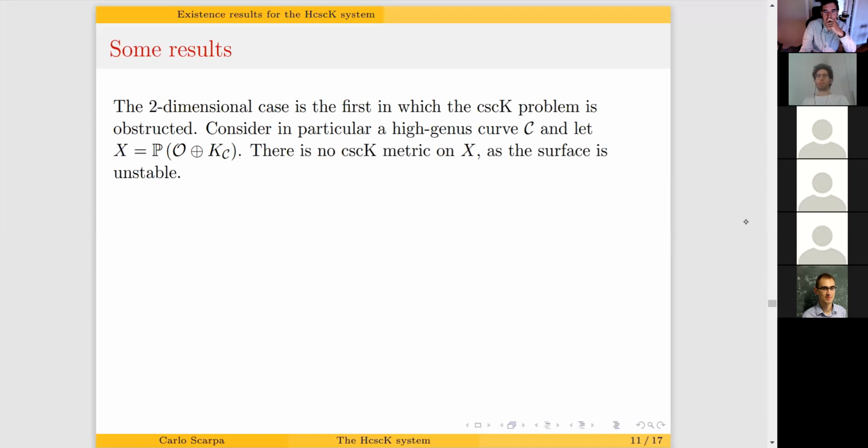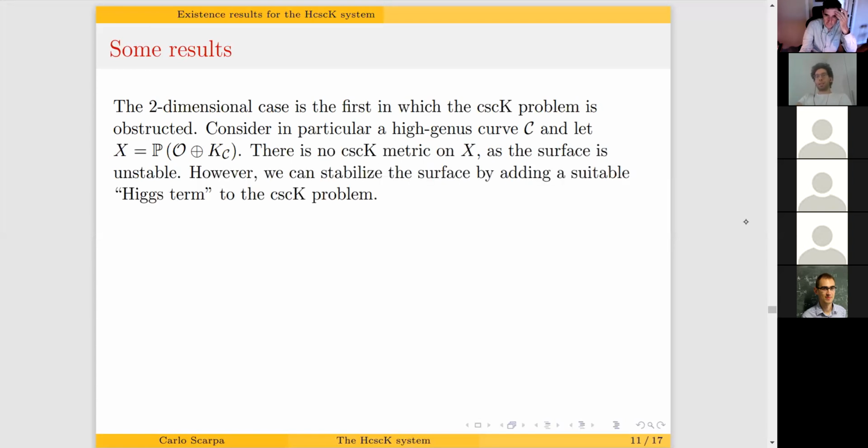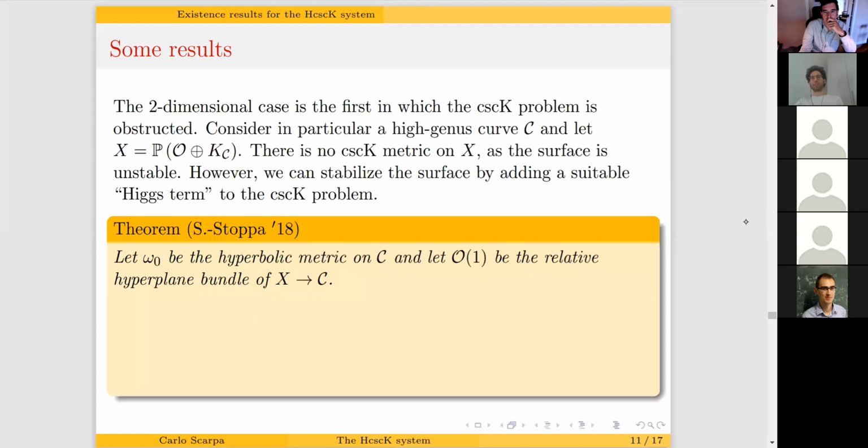So we consider in particular this classical example of a ruled surface that has no constant scalar curvature metric, in fact, in any Kähler class. And this can be checked, for example, by computing the Futaki invariant of the surface. It's non-zero. But our first result on the Hitchin-cscK system was that you can choose a deformation of the complex structure of this surface such that the Hitchin-cscK system has a solution.